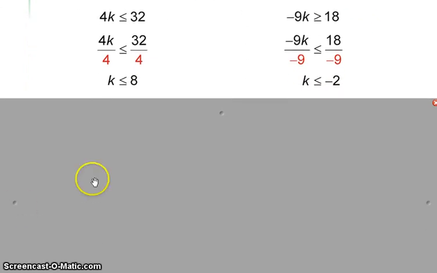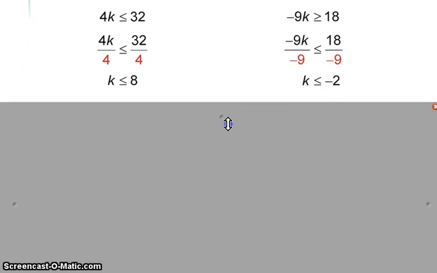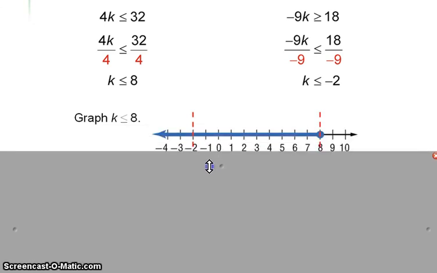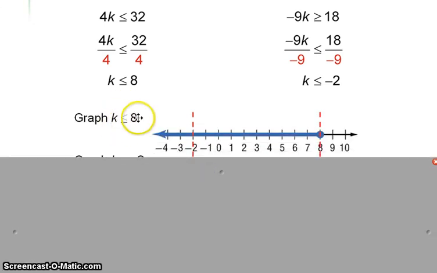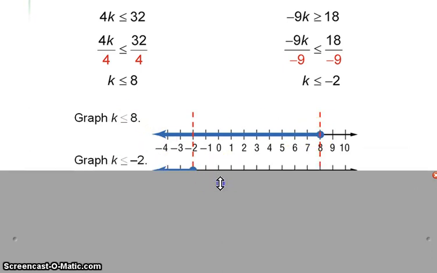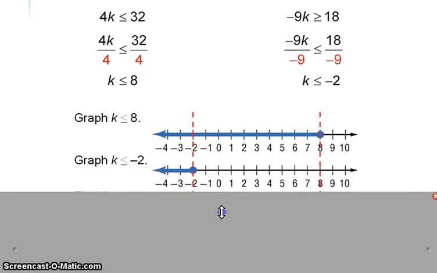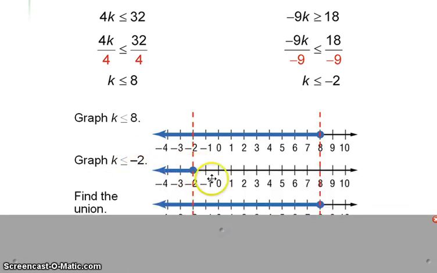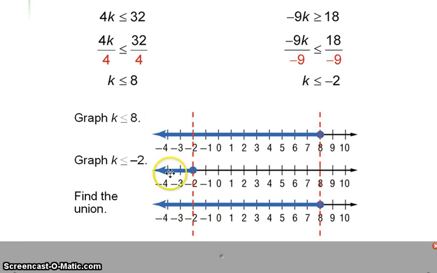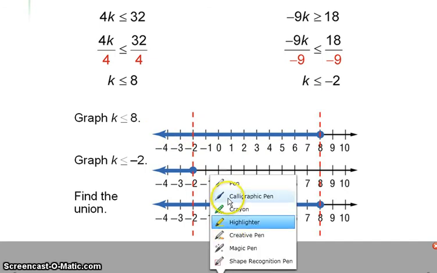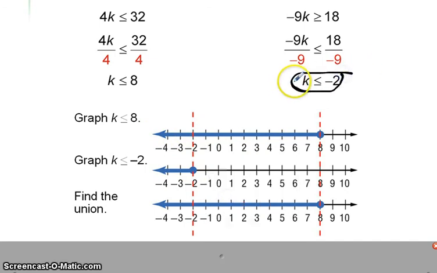So when you graph that, before you even graph it, you might be thinking, this might be a little weird. If I graph K is less than or equal to 8, this is what my graph's going to look like. If I graph K is less than or equal to negative 2, here's what it looks like. You can see that this piece right here is already kind of included in the one above it. So when you go to graph your line, that's what this is going to look like.